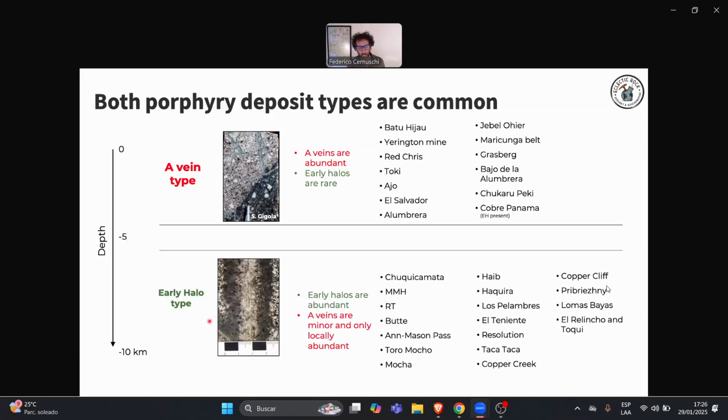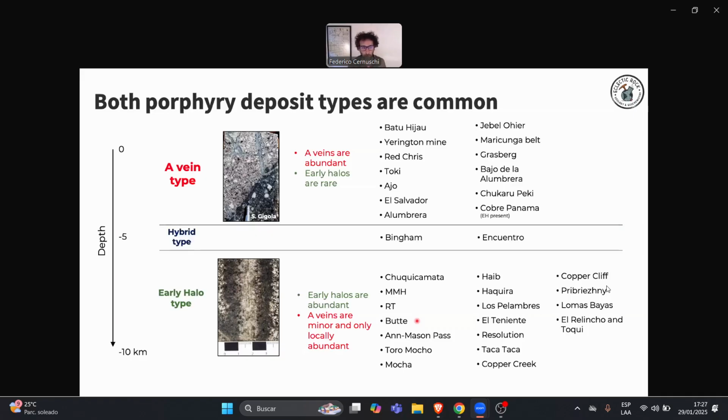Then we have the early halotype deposits, with a little bit of quartz veins. So it's the opposite. Early halos are abundant and A veins are rare, but they are present there too. So it's a continuum between these deposits. And we have Butte being one of the best examples, and Mason Pass, as we said, Jaquira in Peru, Los Pelambres in Chile, Pribrezhny in Kazakhstan, and even Haib, a really old deposit in Namibia.